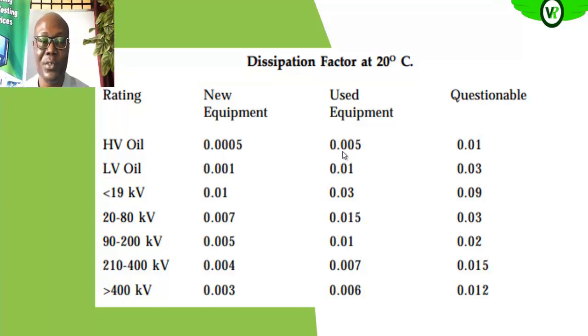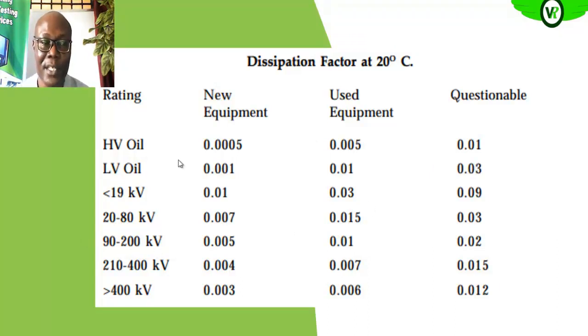Then if it is used equipment, 0.05. Then if you have something close to 0.01, which is higher than what we have here, then it becomes questionable. For low voltage equipment oil, 0.001 for new equipment. See, it is somewhat high compared to the high voltage oil used for high voltage equipment. Then 0.01 for used equipment. Then if it is as high as 0.03, then it becomes questionable, which means that you need to do what you have to do to improve the insulation. Anything above this, you need to do what you have to do to improve the insulation.